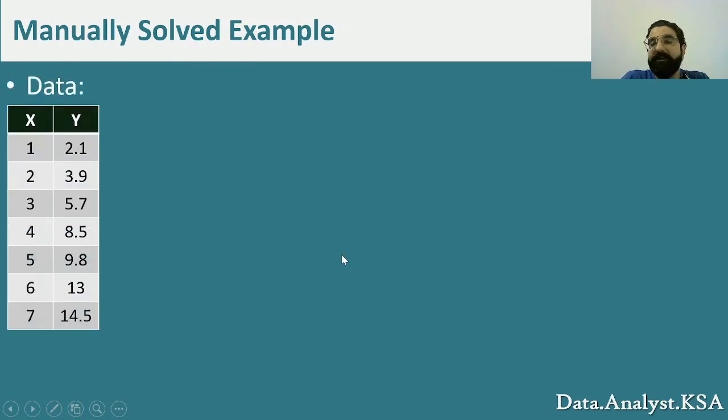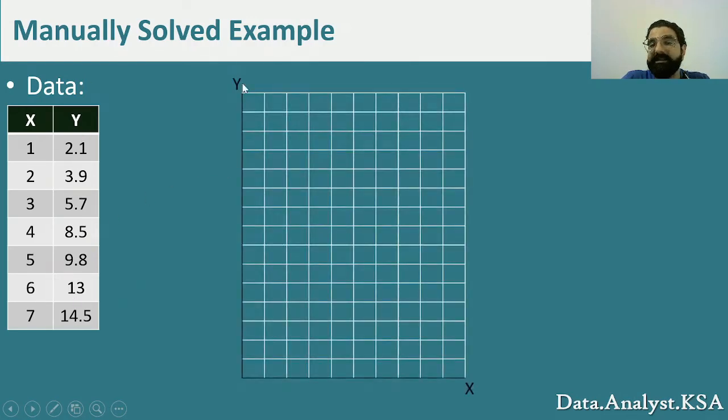So let's say we have 7 observation data. We have the x, which is the independent variable, and we have the y, which is the dependent variable. And let's envision it on this 2D plot. So our data would be in here. For example, the first point would be x equal 1 and y equal 2.1. The second point is going to be x equal 2 and y equal 3.9, and so on.